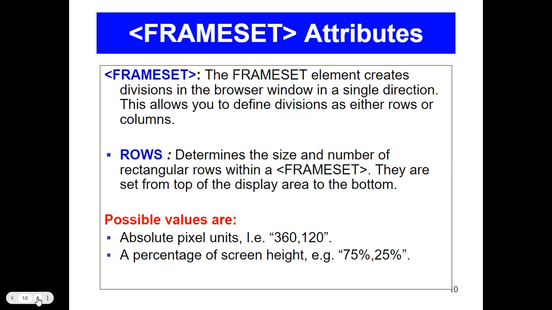If we are dividing row wise, then the rows attribute will be used, which determines the size and number of rectangular rows given within the frameset. They are set from the top to the bottom of the display area. Its possible values may be pixel units or percentage of the screen height, just as the examples given here.